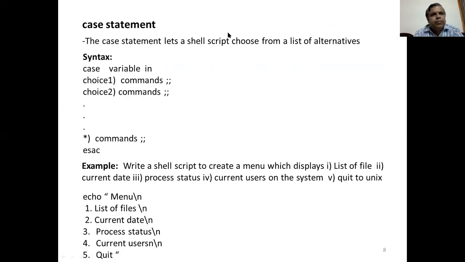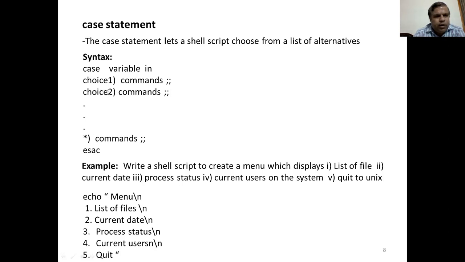Then the next control statement, the case statement. So it is similar to the switch statement in other languages. So the case statement lets a shell script choose from a list of alternatives. So the syntax of using the case statement: the case keyword followed by the variable that is to be tested to choose one of the possible choices of action, and then the in keyword. Then this is followed by the choices, choice 1, choice 2, and so on. The default case is star followed by a right parenthesis.